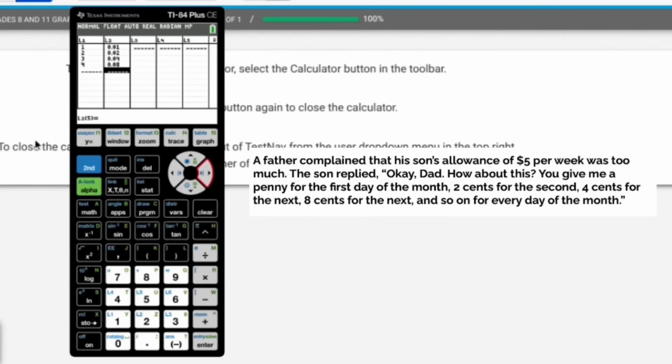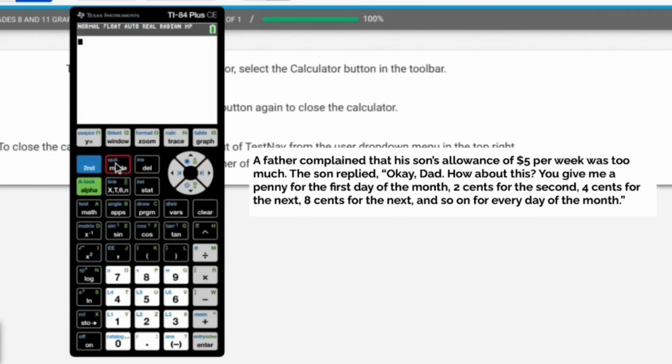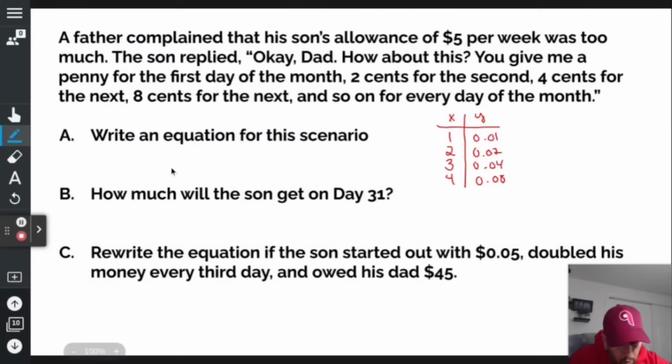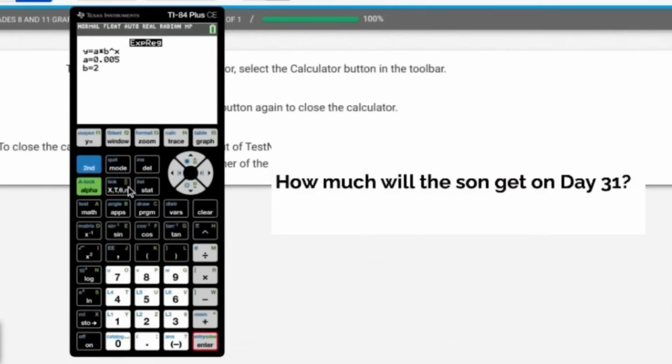Now let's find out our equation. Let's quit out, second mode, stat, exponential regression. Let's just double check. Yes. Enter, enter, enter, enter, enter, enter. And there you have it. There's our formula. Okay, so the equation that we got was y equals a 0.005 times 2 to the x power. How much will his son get on day 31? Let's find out. Now, what I forgot to do in the previous problem is I forgot to store this formula into y equals.